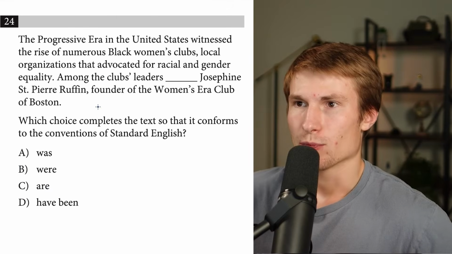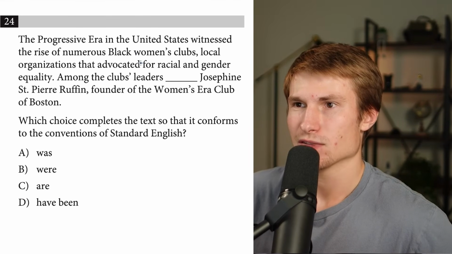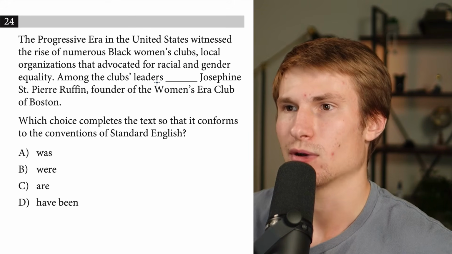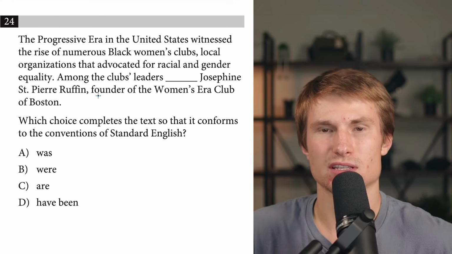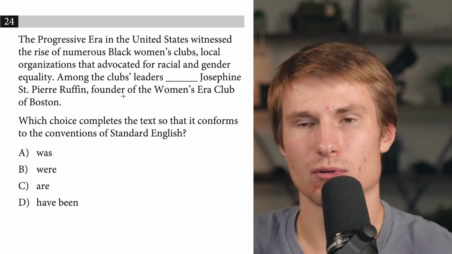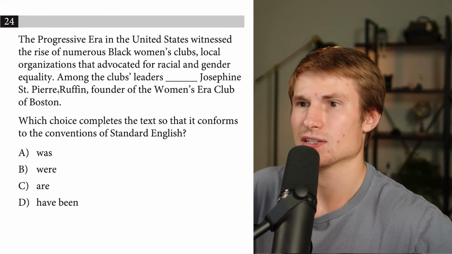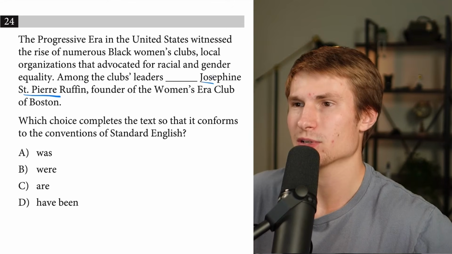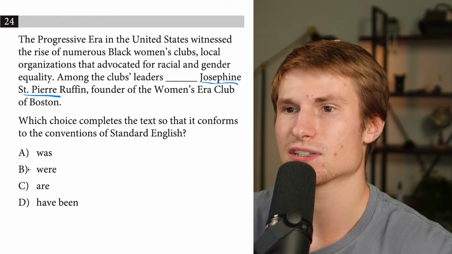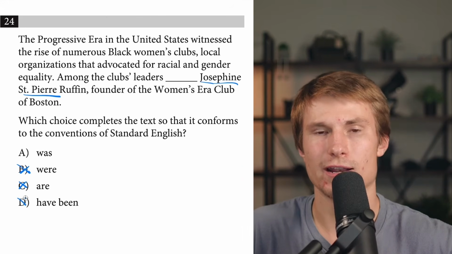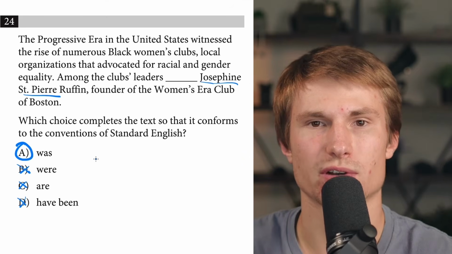Question 24. The progressive era in the United States witnessed the rise of numerous black women's clubs, local organizations that advocated for racial and gender equality. Among the club's leaders, blank Josephine St. Pierre Ruffin, founder of the Women's Era Club of Boston. Okay, well, among the club's leaders, and then we have Josephine St. Pierre Ruffin. So this is going to be singular. So our subject is ultimately Josephine. Okay, so we have singular, therefore were is off the table because that's plural. Same with are and have. Those are all plural. We know our subject is singular, so our answer has to be answer choice A.